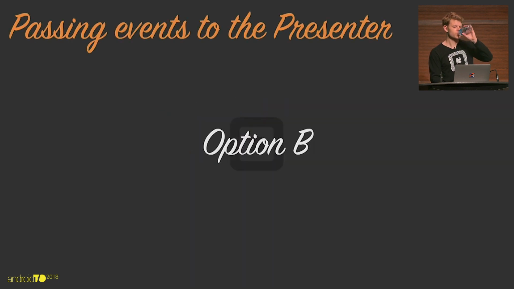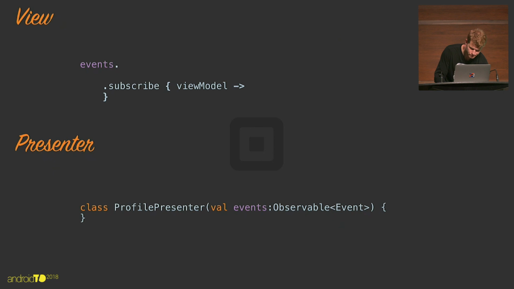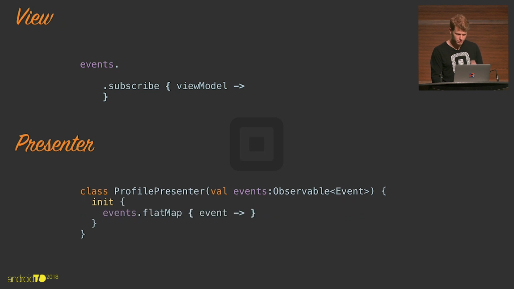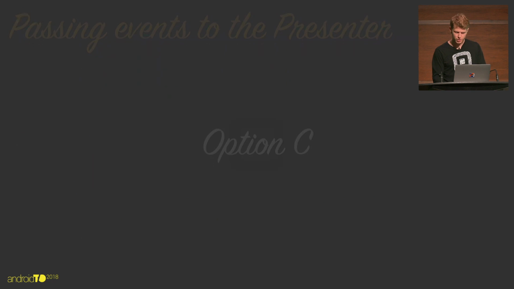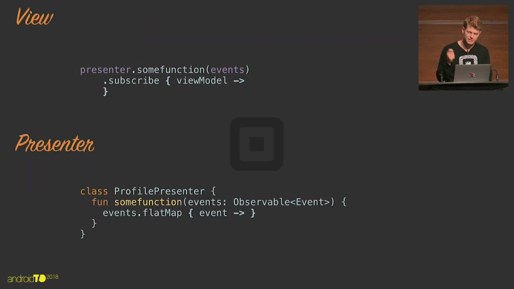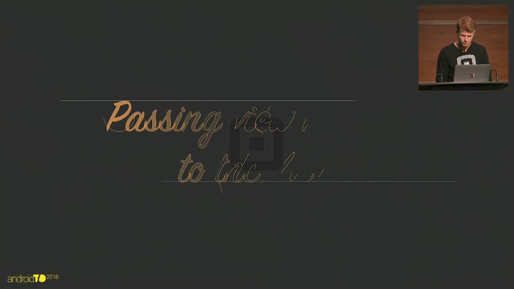So option B: let's pass the observable of event to the constructor. I like it quite a lot. And inside the init, you can just do your thing with events. The call site would be, we just pass the events to the presenter. And we could subscribe later to get the view models. Option C is similar. Instead of passing it to the constructor, we pass it to a basic method. The call site is basically, instead of the constructor, we call some function and pass the events. Nothing fancy, all are good.